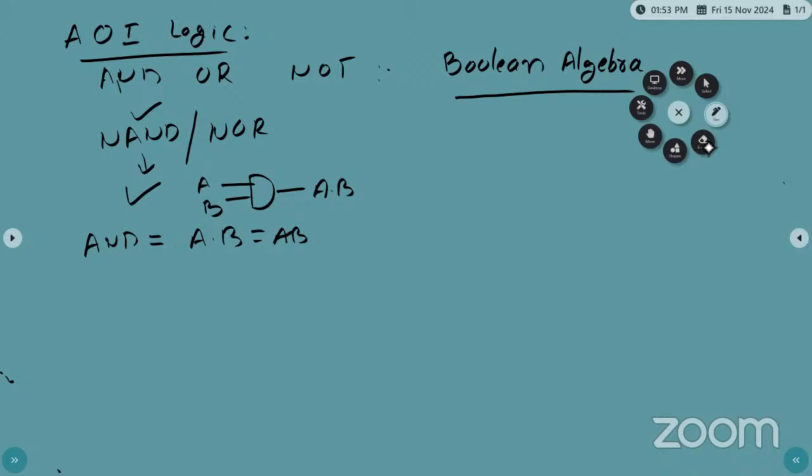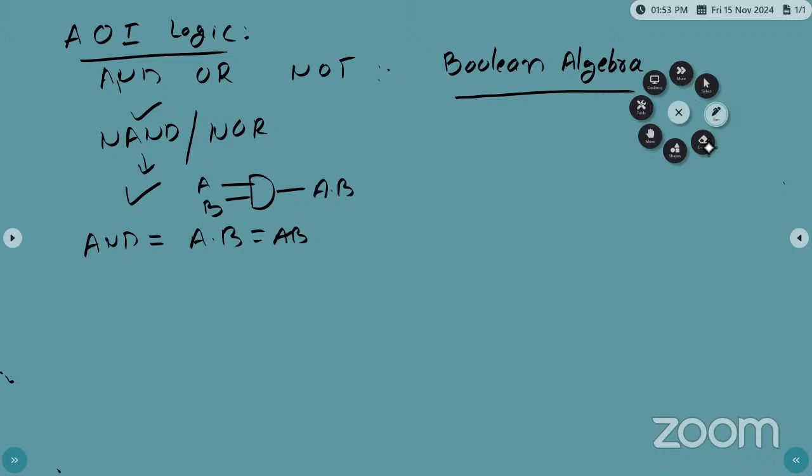Algebra is the mathematical operation that can teach the arithmetic operations: addition, subtraction, multiplication, division. That is A square plus BC plus C square, any expression. Those are called algebra. And here Boolean means binary, zeros and ones. So Boolean algebra is a branch of mathematics.